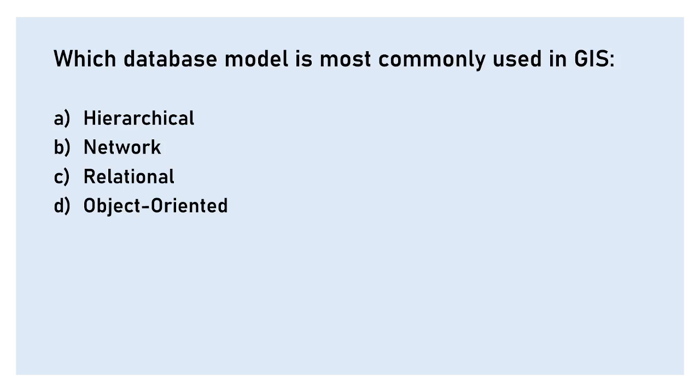Which database model is most commonly used in GIS? Okay, the answer is relational. I'm not sure if my voice is clear to you, that's why I'm giving you the answer. The answer is relational. The relational database model is most commonly used in GIS.